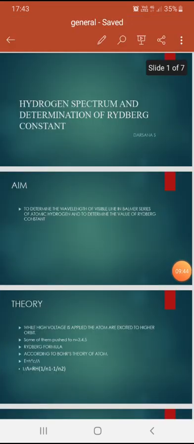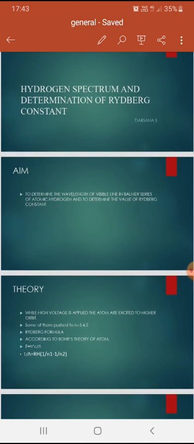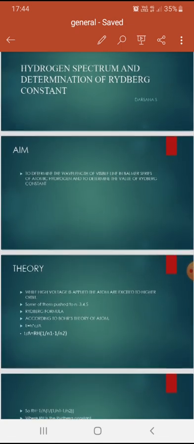So, in conclusion, we have discussed the hydrogen spectrum and the determination of the Rydberg constant. Here we want to find the Rydberg constant by finding lambda alpha, lambda beta, lambda gamma, and considering the Balmer series, that is the visible series, we find the corresponding Rydberg constant using the Rydberg formula.